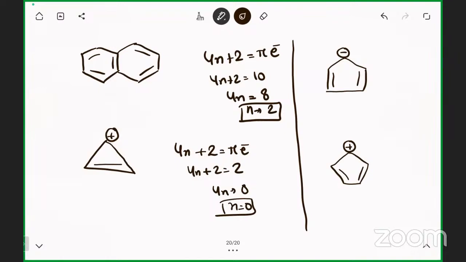Okay, let's check. 4n plus 2 is equal to 6. I can see 2 double bonds, 1 negative sign, so 6 electrons, a 6 electron system. 4n is equal to 4, n is equal to 1. The compound is aromatic in nature. Okay, second compound.